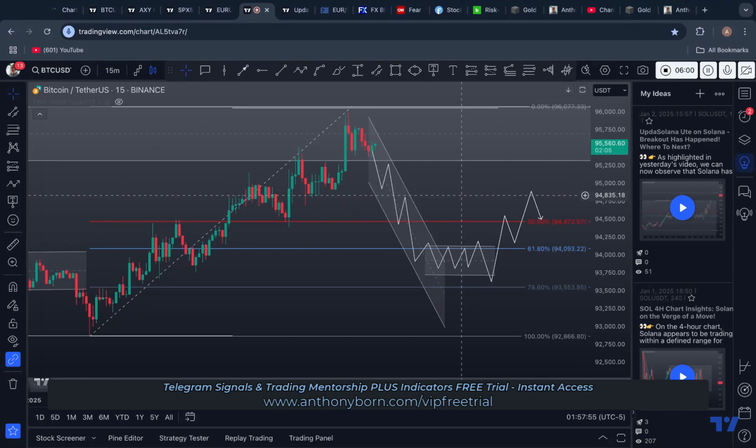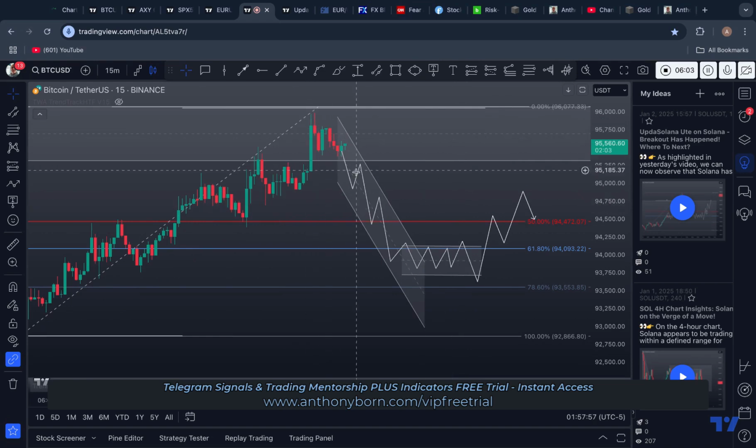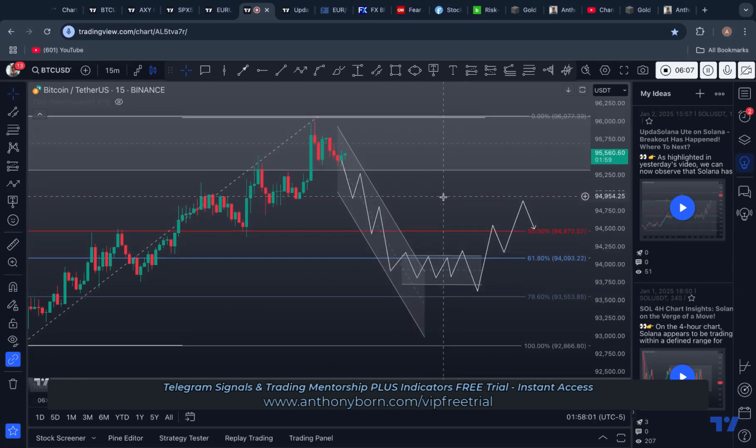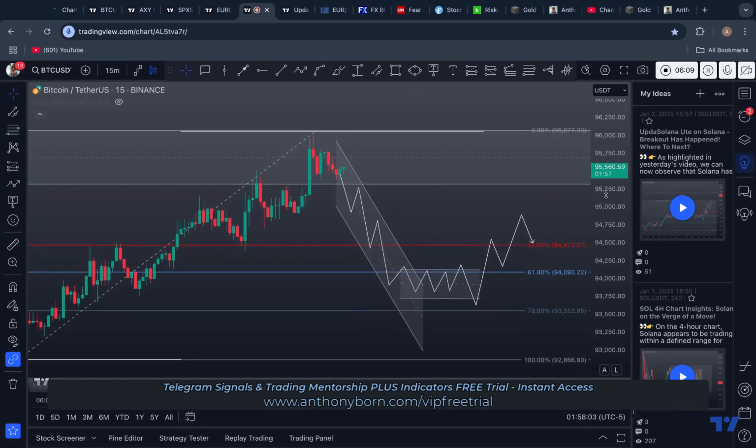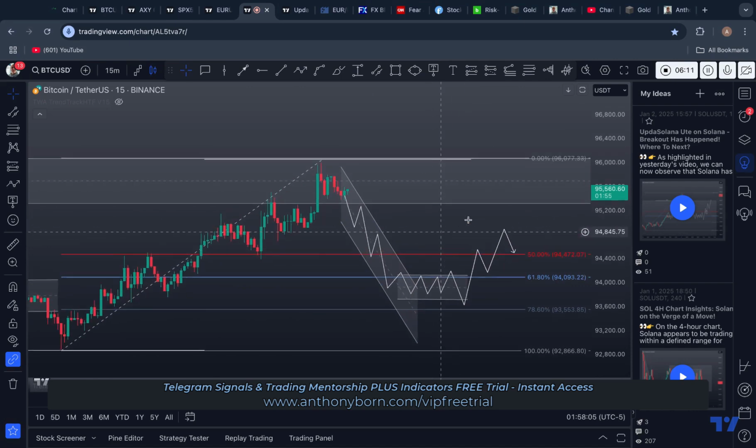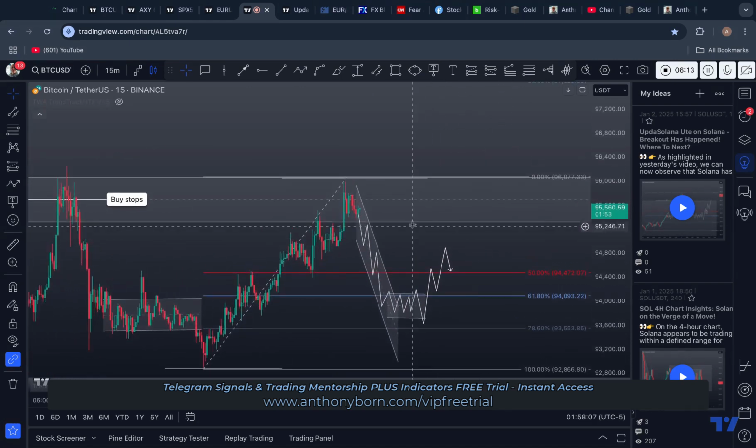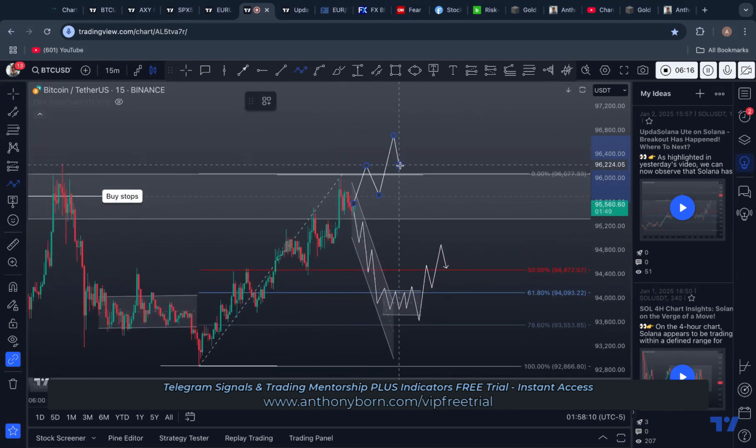I would love to hear your thoughts on this, but that's my plan of attack with Bitcoin. I want to see the pullback. If it fails to pull back, I'll let it go for now, because the next thing, if it fails to pull back, would be it would have to break here and retest and fail there.